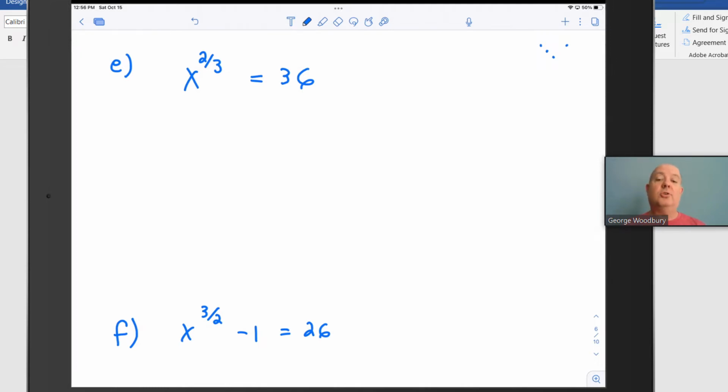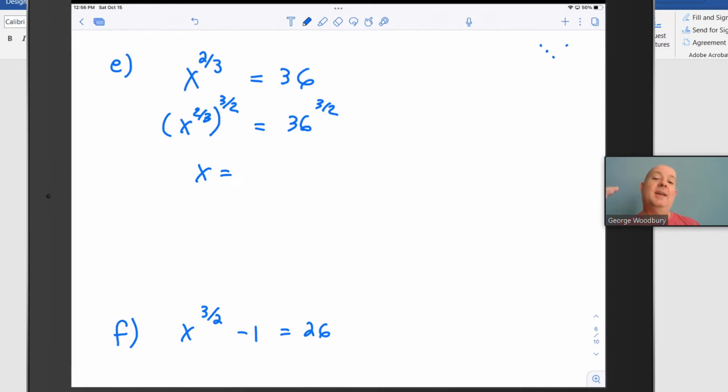For the first one, I've got x to the 2/3 power equals 36. And I can raise both sides to the 3/2 power. That will allow me to rewrite the left side as simply x. So if I have x to the 2/3 power and I raise that to the 3/2 power, as long as I do the same thing on the right-hand side, the two sides are still equal to each other. And 2/3 times 3/2 equals 1. So the left side simply becomes x.